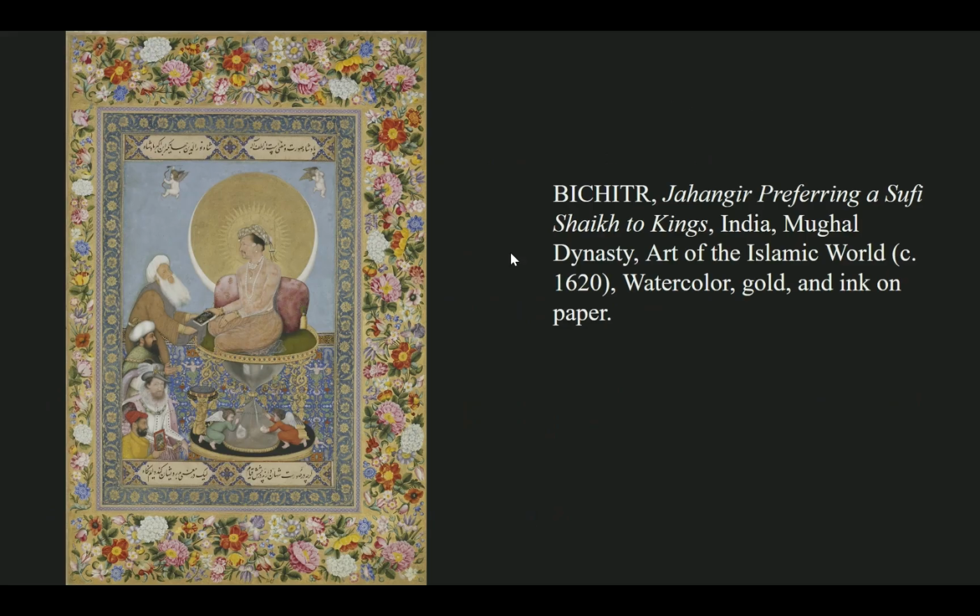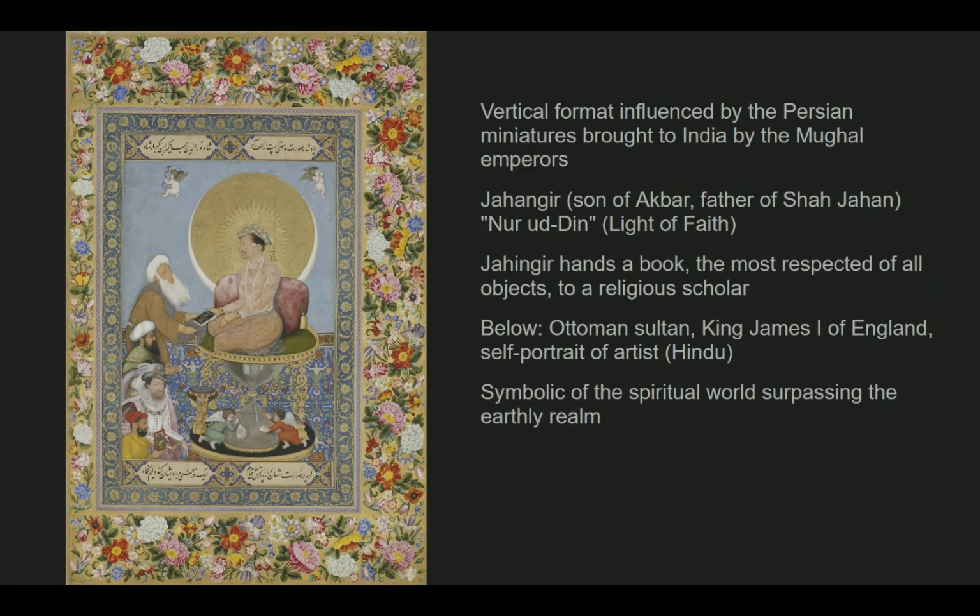In our Jahangir preferring a Sufi sheikh to kings by the artist Bichitr. So this is another example of our Persian influence and how it's this miniature portrait or miniature painting, which is common in the Persian Empire. And so it transfers over to here, these miniature paintings. Now, another aspect is when he became prince, his name is Jahangir, Caesar the World, but he also had this honorific title called Nur-ud-Din, the Light of Faith.